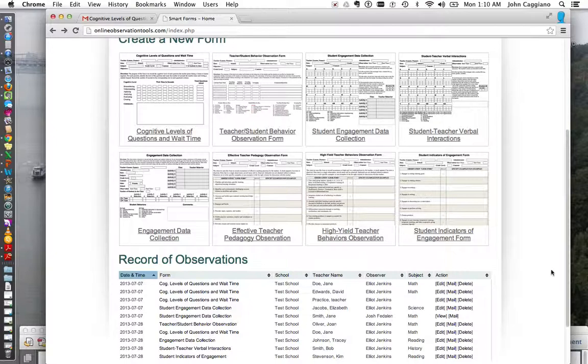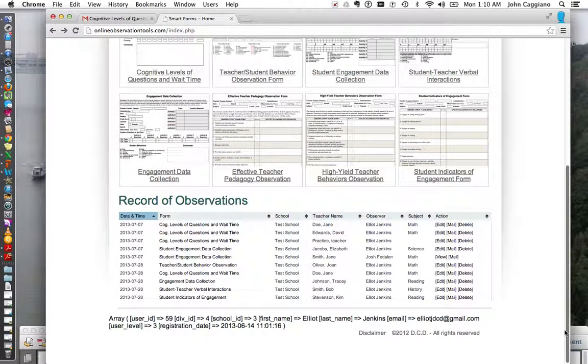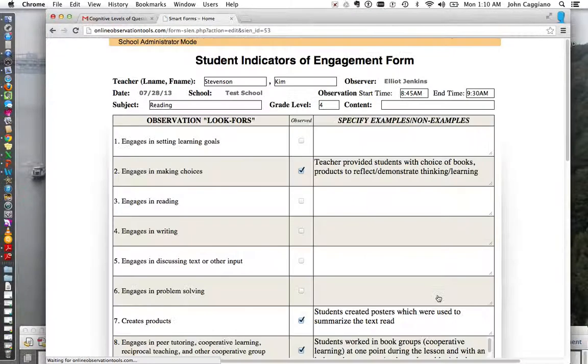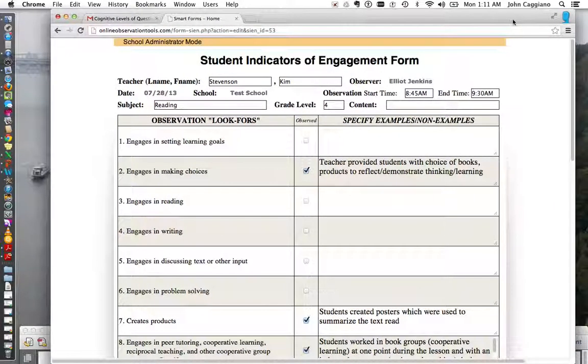Let me go ahead and open one of these forms up. Let's take a look at a completed copy of the Student Indicators of Engagement form. This particular form focuses on students, so the observer is really observing student behaviors and student engagement in a classroom. The other two forms that I mentioned really focus on observing teacher behaviors.